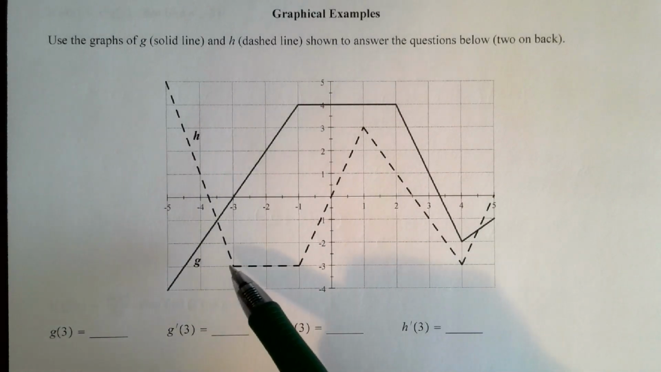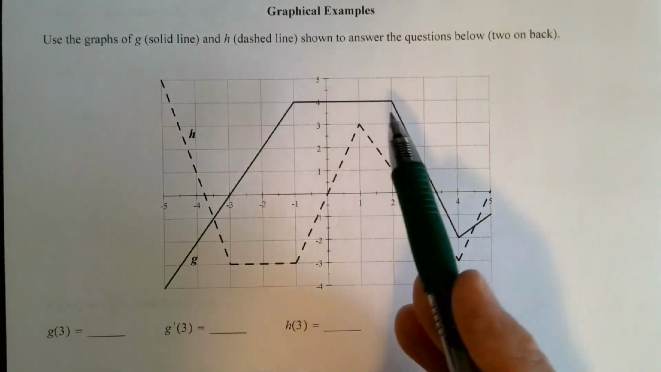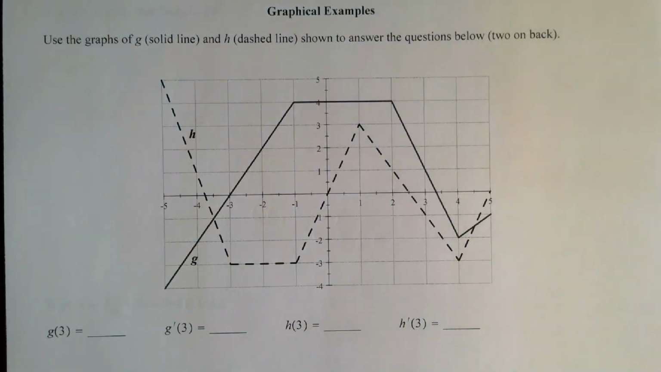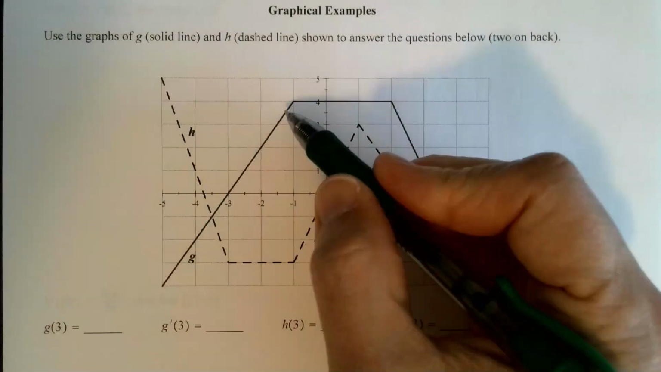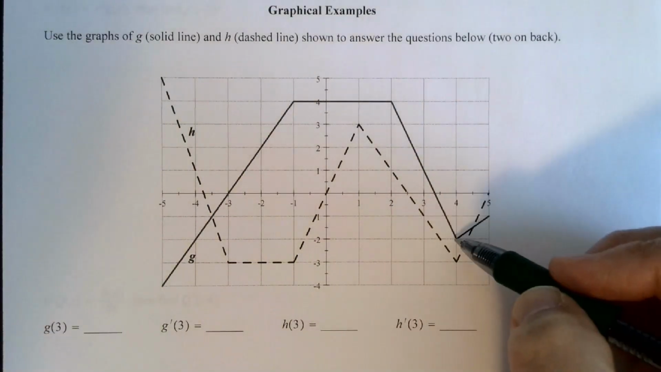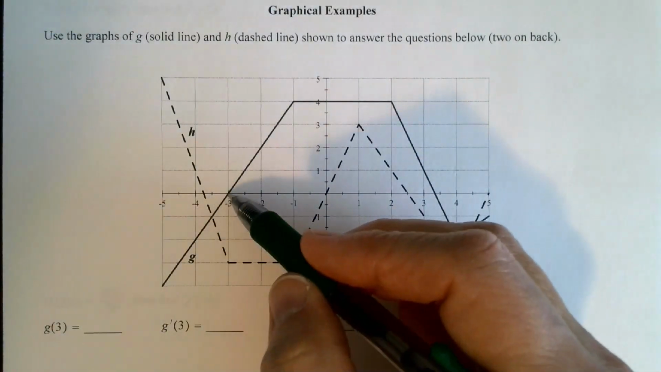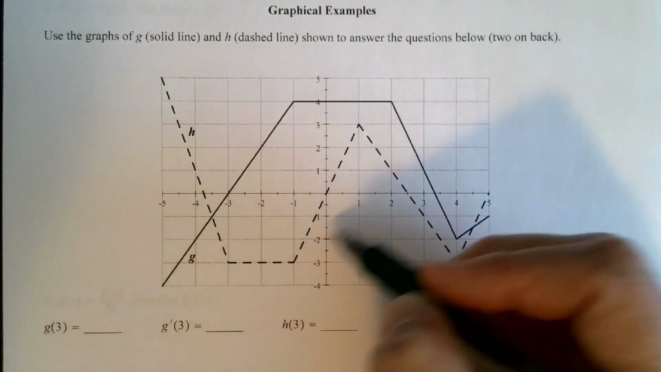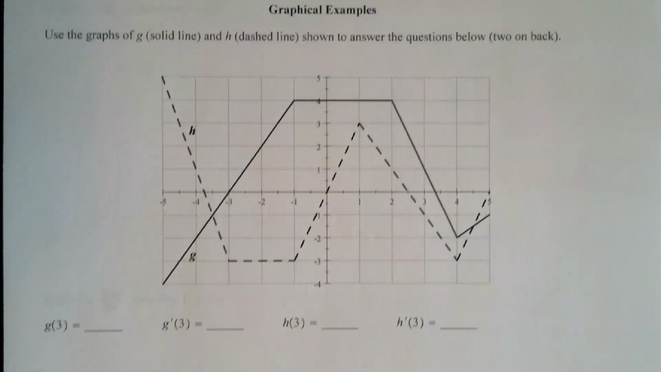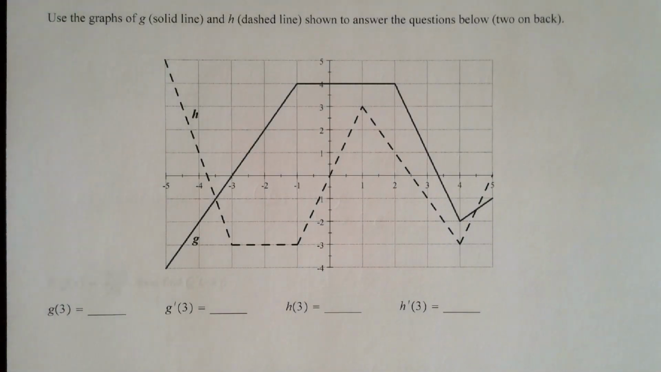It's got some sharp turning points, which you should know something about: the function is not going to be differentiable at those points. So G is not differentiable at what? -1, 2, or 4. And H is not differentiable at -3, -1, 1, or 4. So you've got those issues. But you should be able to estimate the following values.